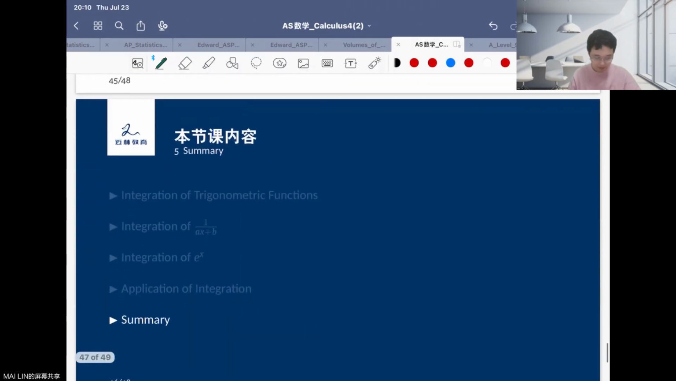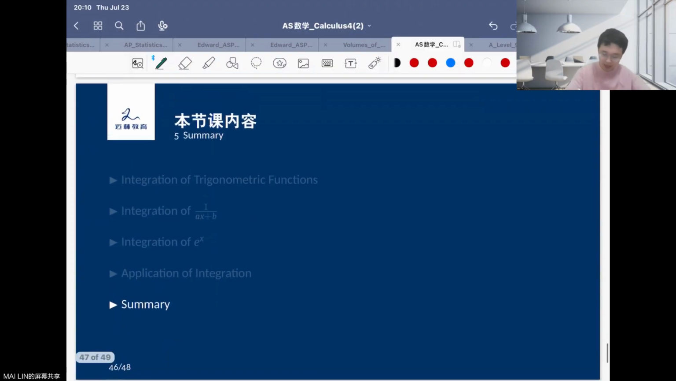Okay, so we can make a summary here: if we want to calculate the region between the two curves, here's y upper and y lower, just use integration from x1 to x2 of y upper minus y lower, then dx. We can calculate the area between them, right? Okay, that is it. So this is for today's lesson.